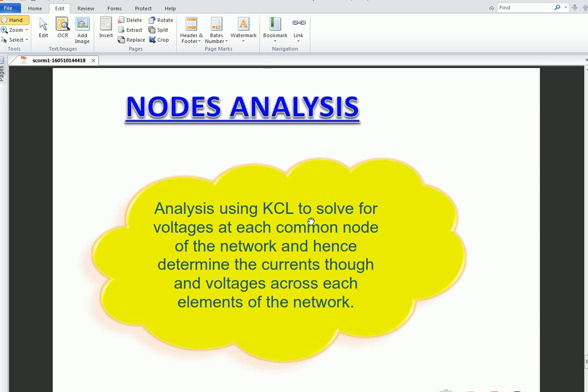Nodal analysis uses KCL to solve for the voltages at each common node of the network, and hence determine the currents through and voltages across each element of the network. Through nodal analysis we will first define the voltages at each node. If we know the voltages on every node, we will be able to find the current in every branch of the circuit.